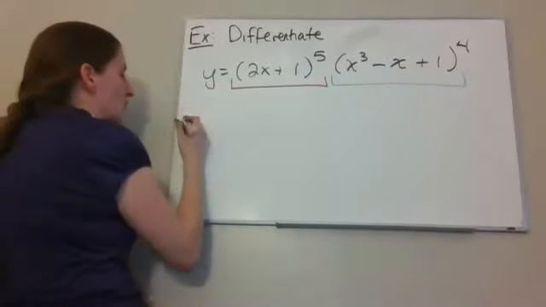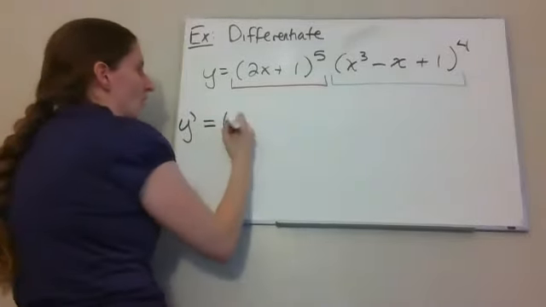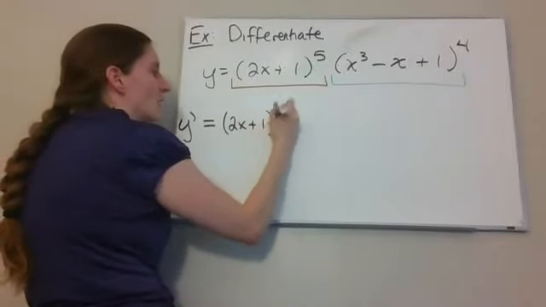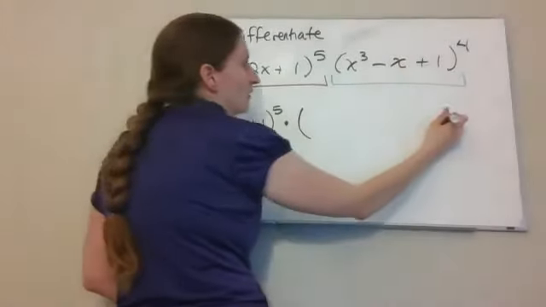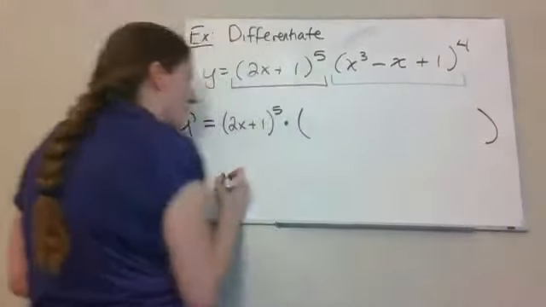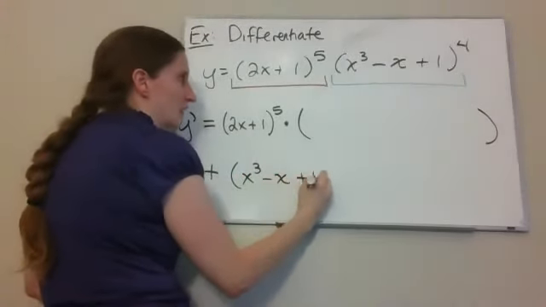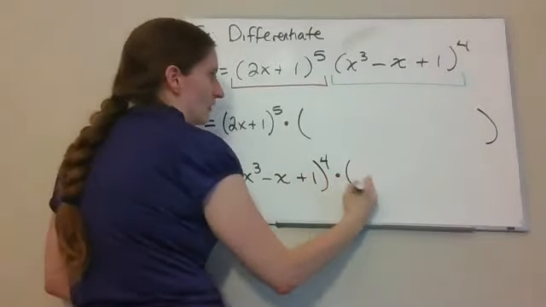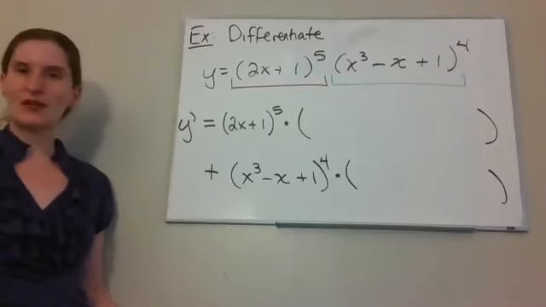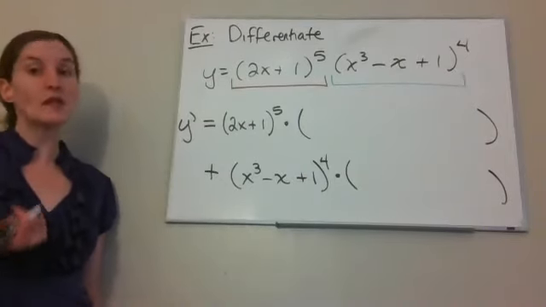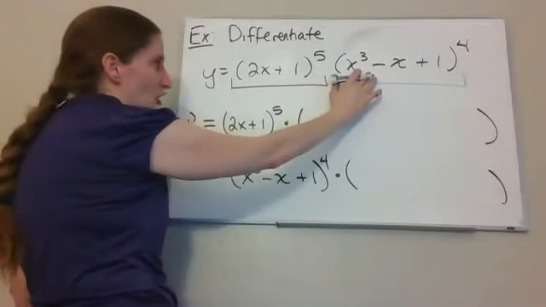So my product rule says that the derivative is equal to the first guy times the derivative of the second guy, which I'll put right there, plus the second guy times the derivative of the first guy. And so now we just have to fill in the derivatives of those two pieces, but they both use the chain rule. So let's start by doing the derivative of this second guy using my chain rule.